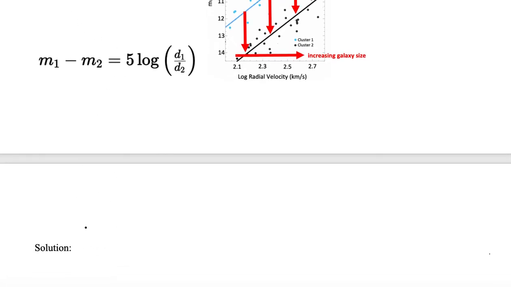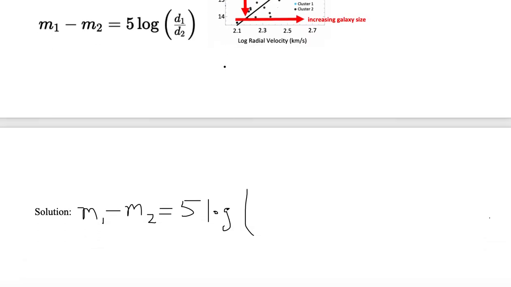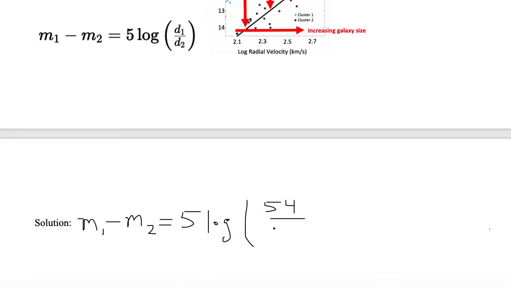We want to solve for m1 minus m2. So this is going to be the apparent magnitude of the Virgo cluster minus the apparent magnitude of the Fornax cluster. And that's going to equal 5 log, and I need two distances. The distance to the Virgo cluster is 54 million light years, and the distance to the Fornax cluster is 60 million light years. Because they're both in the same sets of units, I'm not going to put the units down because the units cancel, and I'm just going to put the numbers down. So we need to find the log of 54 divided by 60.